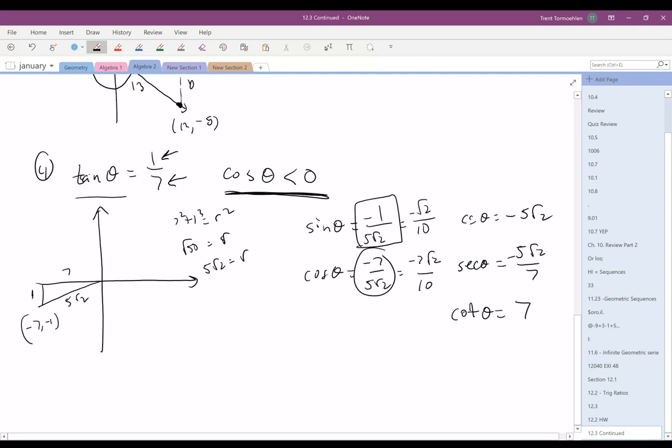And so those are some examples from 12.3. We'll do another video with a few more examples that you need to make sure you know how to do.